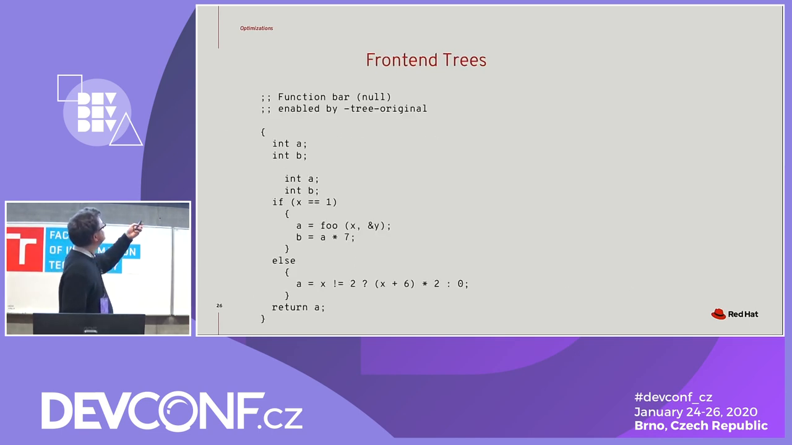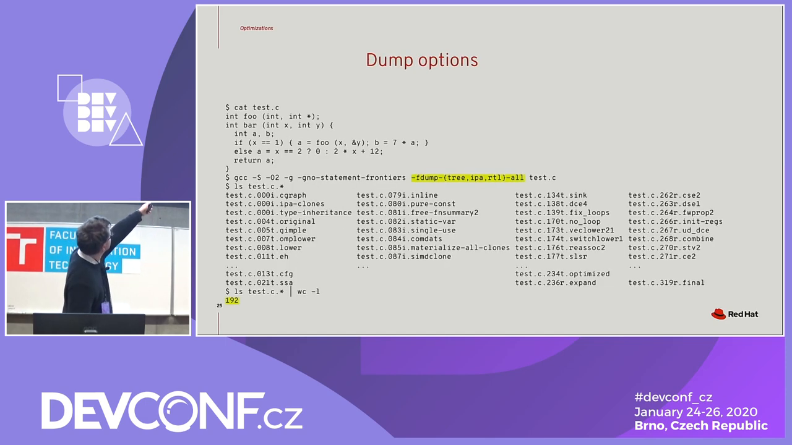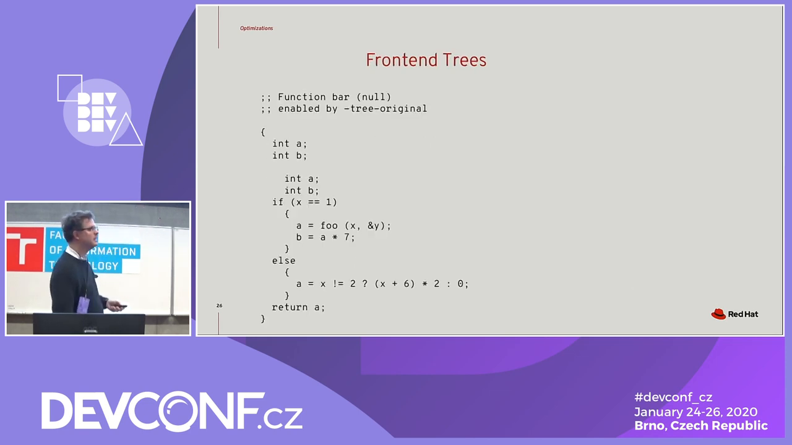So this is the first tree dump, the original dump. That's the interface between the front end and the middle end. And that's actually still part of the front end, late in the front end. And so it uses data structures which can be deeply nested. For instance, you can see those expressions in there. Those are not normalized in any way. There are already some optimizations happening, as you can see, because in the source code there was 2 times x plus 12, and now you can see x plus 6 times 2. So some optimizations already happen at this level, but most of them don't.